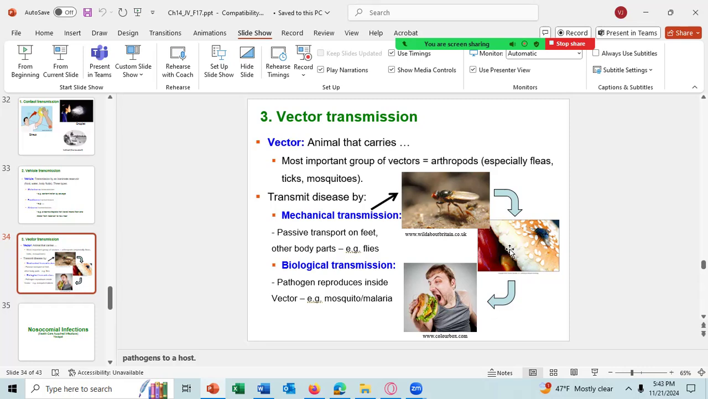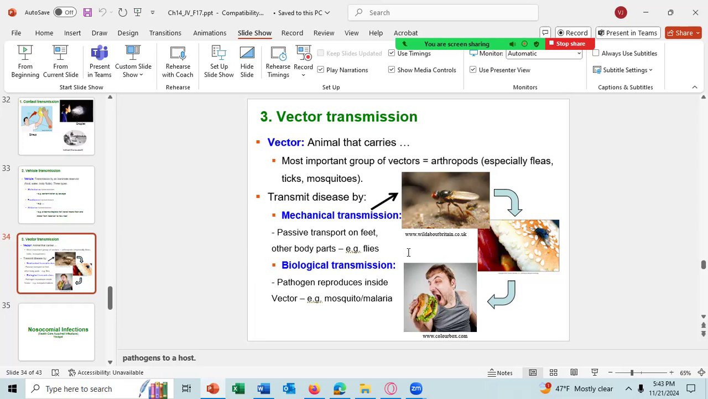So with vector transmission, there are 2 types. There's mechanical transmission, and this is a passive transport, like on the feet of the fly here, or other body parts. And then the fly transmits the disease-carrying organism either to the patient directly, like if they land on the patient's lips, or they land on the food and then the food is consumed by the human.